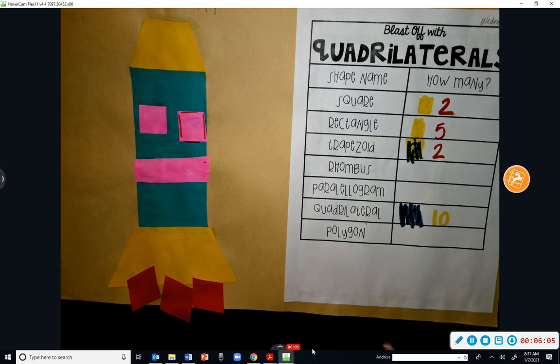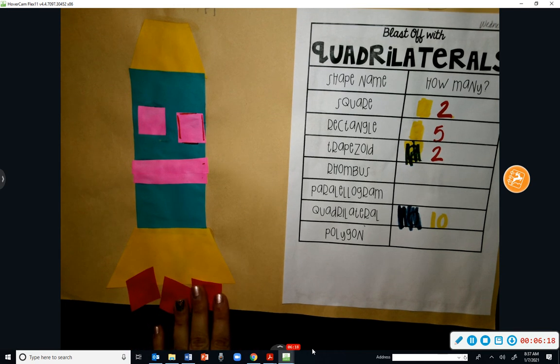Parallel. Do y'all remember what parallel means? Like railroad tracks, they will never, ever cross each other. Good. Okay, so there's 3 right here, but let's look at other shapes.